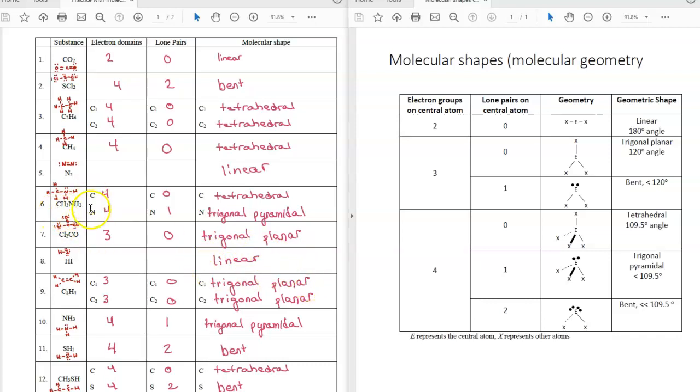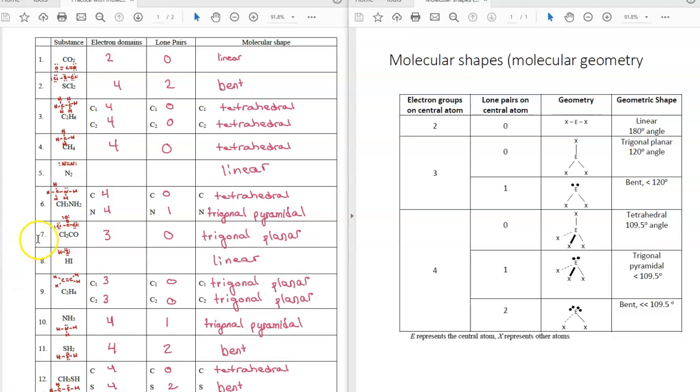Problem 6 has 2 answers. We have to look at carbon and hydrogen separately. If we look at carbon, it has 4 bonds. There aren't any lone pairs. So looking at the chart, we can follow 4 electron domains and 0 lone pairs across to tetrahedral. Nitrogen also has 4 electron domains, 3 bonds and a lone pair. So we can look at the chart, find 4 electron domains, 1 lone pair, and follow it across to trigonal pyramidal.